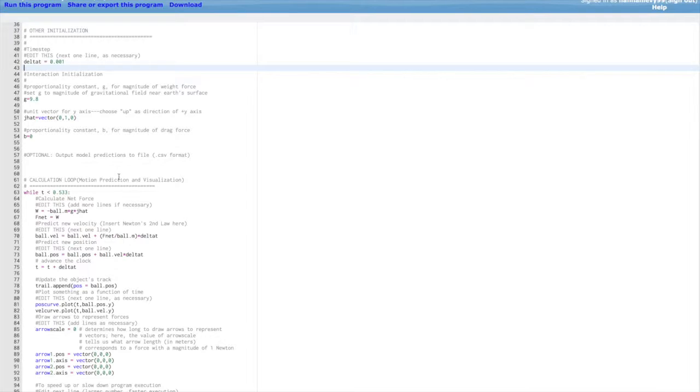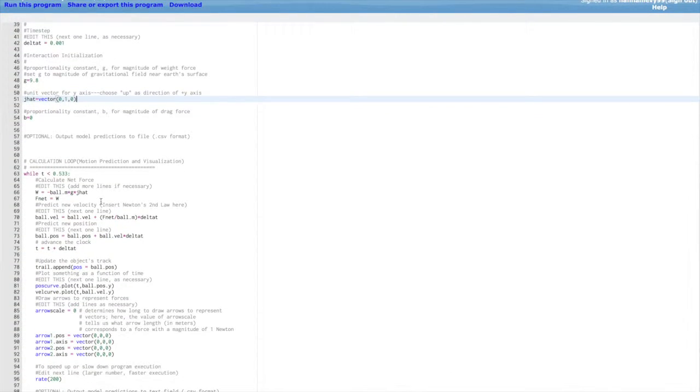Next, I set the j-hat value to be 0, 1, 0. This is an important part of the code because it sets the frame of reference. In this case, up is in the positive y direction. This first part is the same for both sets of code.